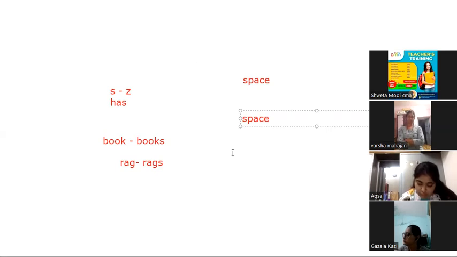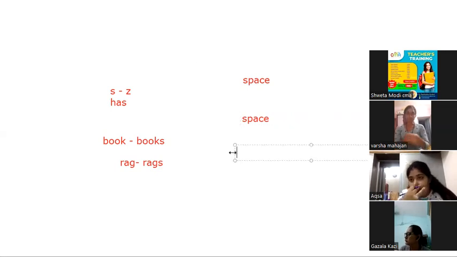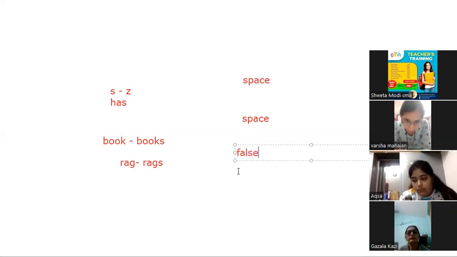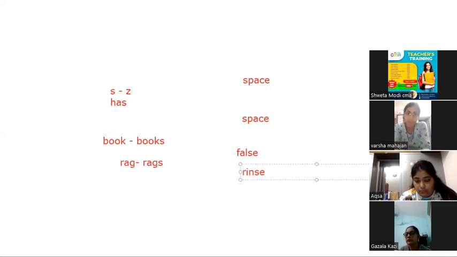But if you have a consonant or a vowel digraph, then it will be S. Like in the word false, there is no long sound, so we have to use S. In the word rinse, there is a short sound, a consonant sound. It's not a long sound. So when you don't have a long sound, then you don't use CE, but you use SE.